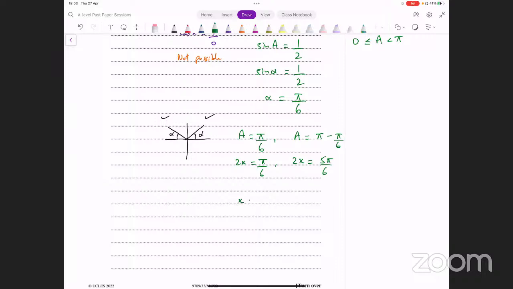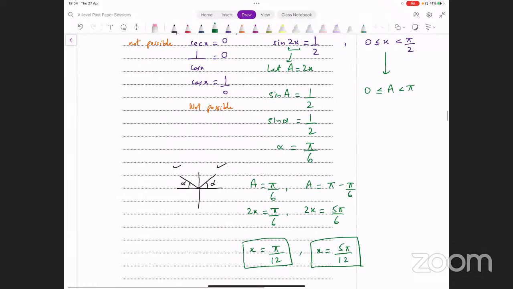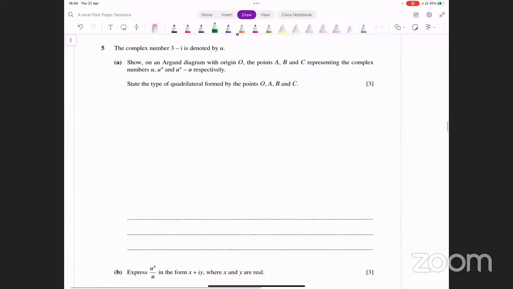And the values of x that you get from this are x equals pi over 12. That's one possibility. And the other possible answer that you're getting from this is x equals 5 pi over 12. These are the two possible values of x that we get from this. These are our answers for this part. Okay, let's move on. Let's move on to the next one now.